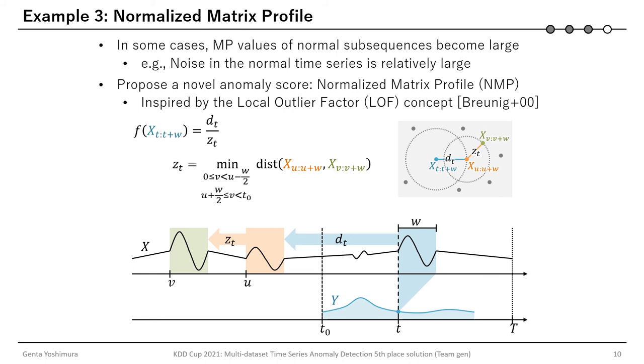To deal with this, I propose a novel anomaly score, which I call Normalized Matrix Profile, NMP. The MP value DT is divided by a normalization factor ZT, which is a z-normalized Euclidean distance from the closest subsequence to its closest subsequence. The NMP is inspired by the local outlier factor concept. The current definition corresponds to the simplified LOF with the number of neighbors k equal to 1.